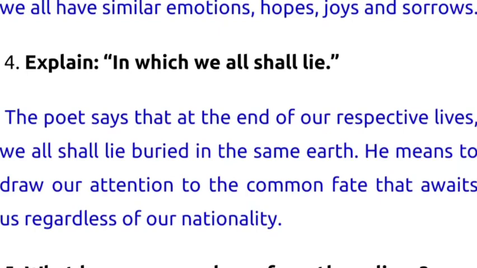The poet says that at the end of our respective lives, we all shall lie buried in the same earth. Among Hindus, we are cremated, we have the antim sanskar by the burning of the body. So that also we turn into ash, and that goes down to the ground. So the poet wants to say that our end is quite similar. Our beginning is similar. Our end is similar. In between, what kind of life we live is important. This doesn't mean how expensive food we have or how much we spend, but what we do for the greater good.